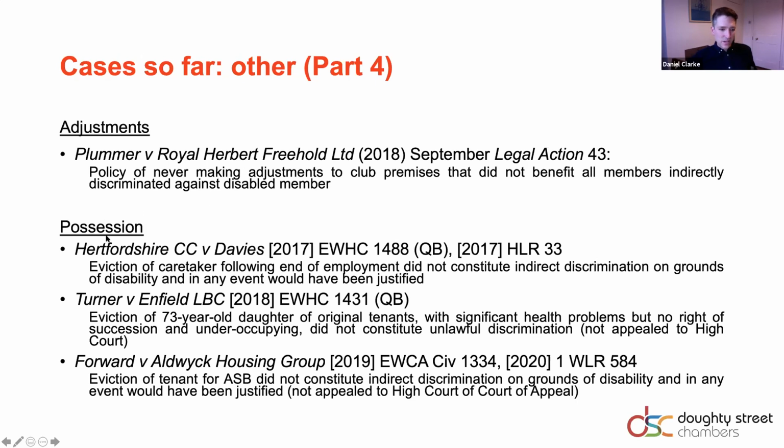And then there are really a handful, three I think, of arguments that were raised in possession claims of indirect discrimination on grounds of disability. Those are the cases of Davies, Turner and Forward, but in each of those cases, indirect discrimination wasn't really the central thrust of the case, at least by the time it reached the higher courts. And so we're left with very little discussion of how that might apply.